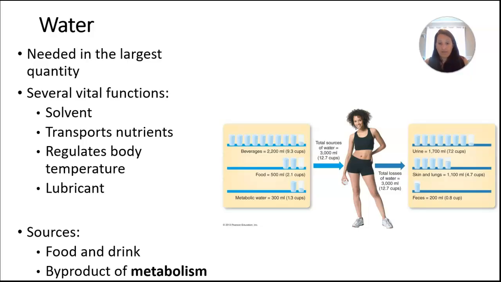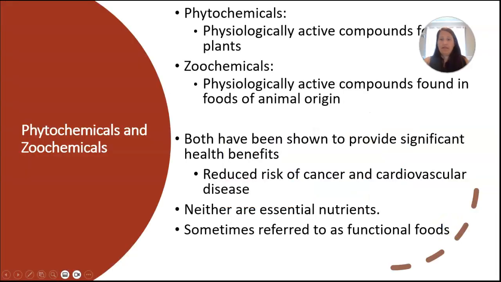Where do we get water from? Obviously, we can drink it, right? We can also get it from our food. So if you're eating fruits and vegetables, those are going to be high in water. And it's also a byproduct of our metabolism. Okay. All right. Coming close here.